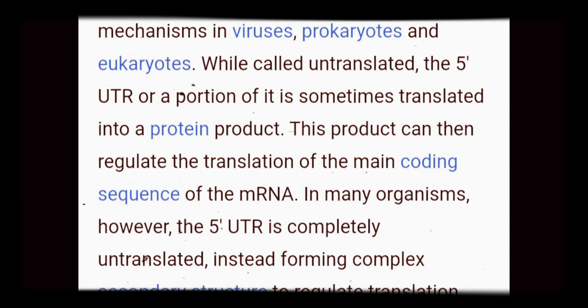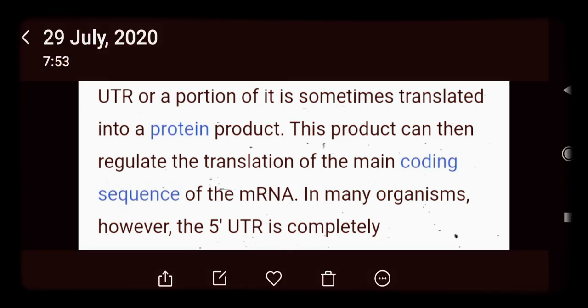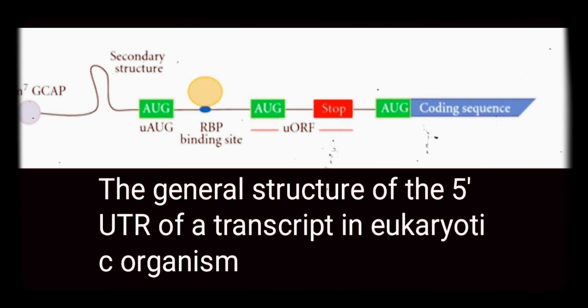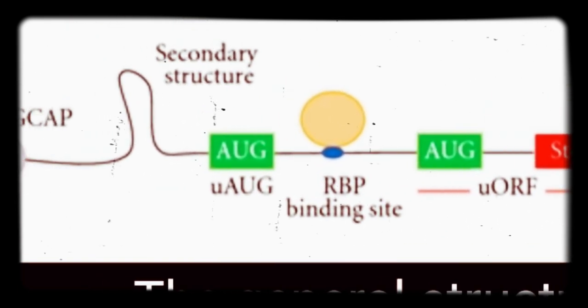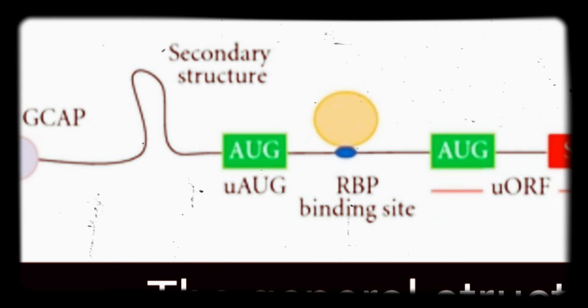Okay, so this was about the 5' UTR, and I will be discussing this now. This is the general structure of the 5' UTR of a transcript in a eukaryotic organism. See how the secondary structure has been formed. See the secondary structure that has been observed just before your open reading frame starts. That is the starting point of your 5' UTR.